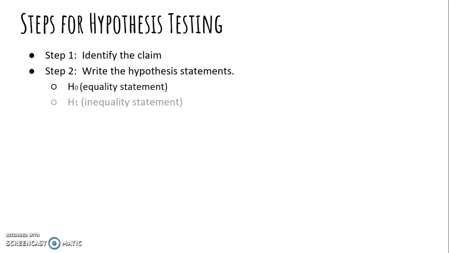What claim has someone made? And then use that to write your hypothesis statement. So you'll need a null and an alternative hypothesis statement. The null, H0, is an equality statement with an equal sign, and H1 is an inequality statement, so it will either be less than, greater than, or not equal to.